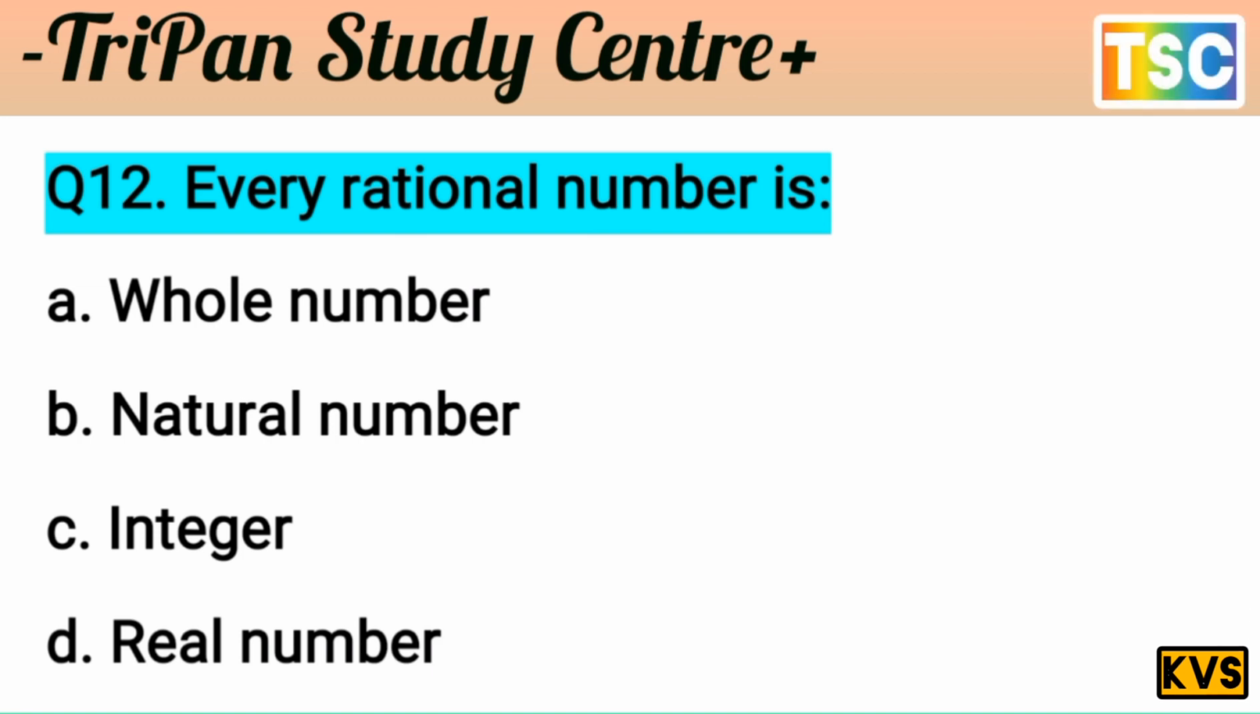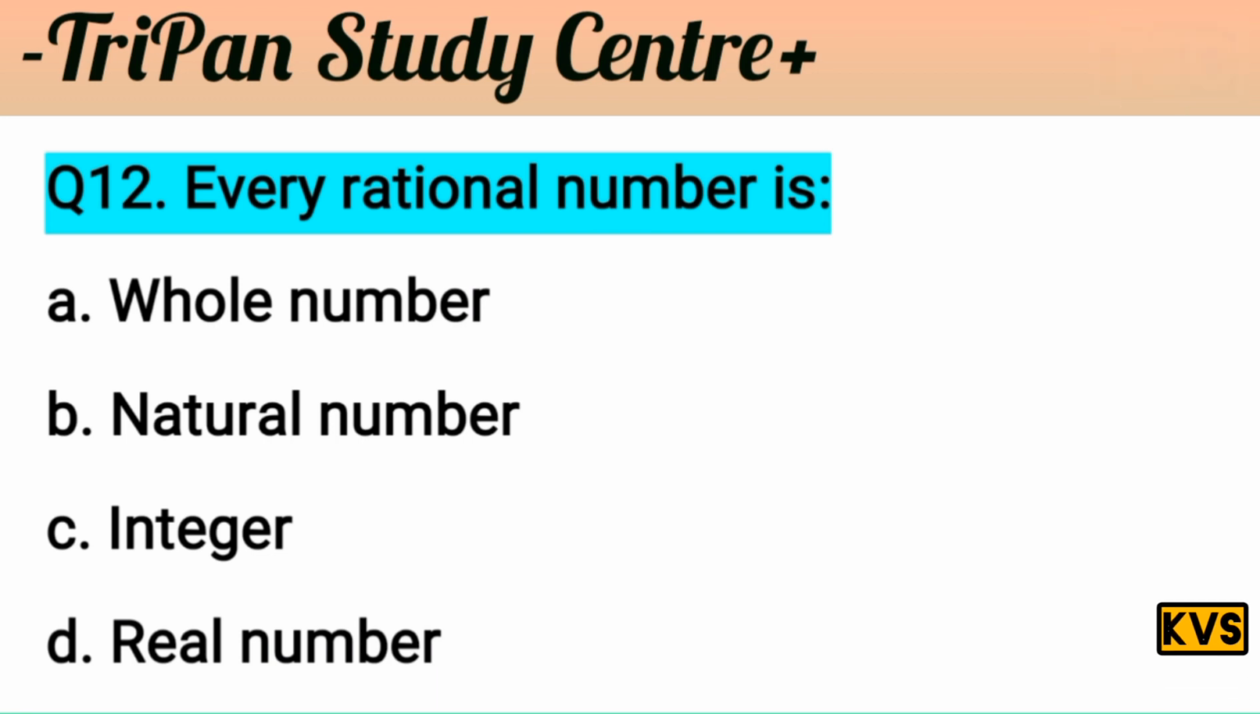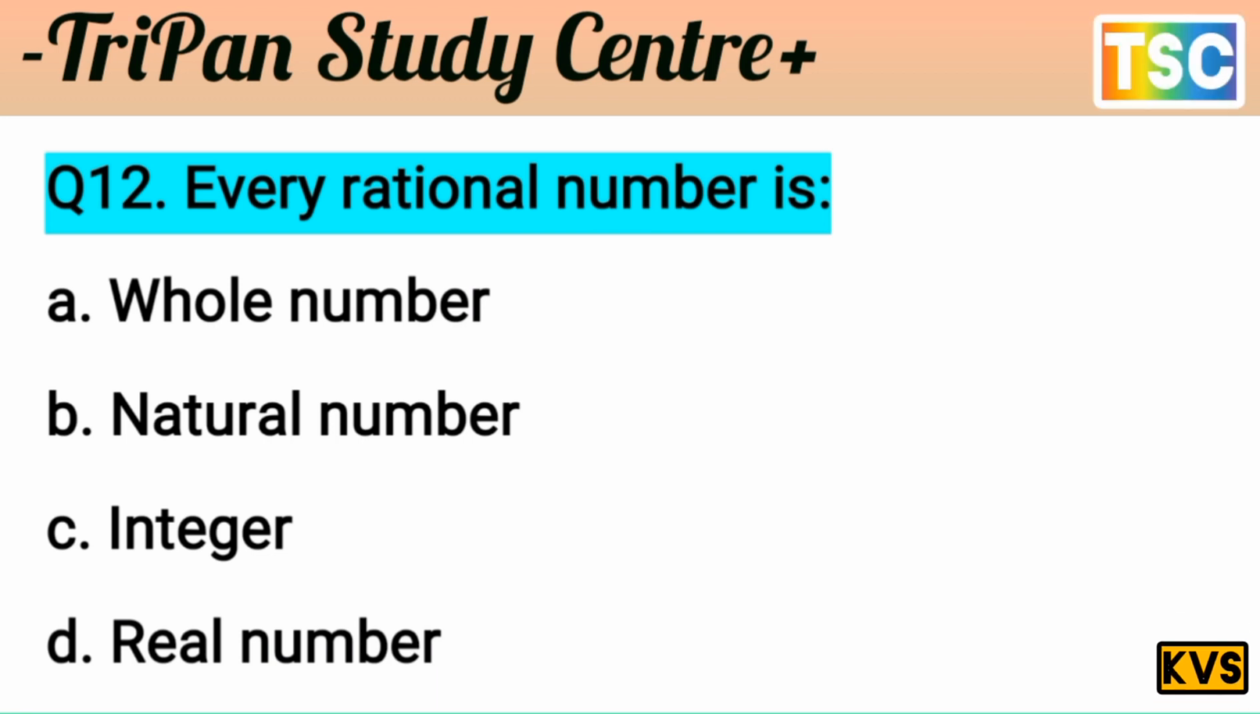Let's see what the answer to this question is. Every rational number is a real number. It means whole number is rejected, natural number is rejected, and this is also rejected here. The correct option is D. Every rational number is a real number. That's important here.